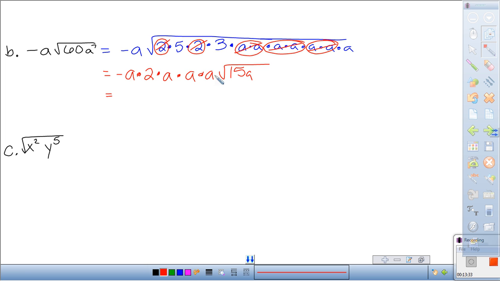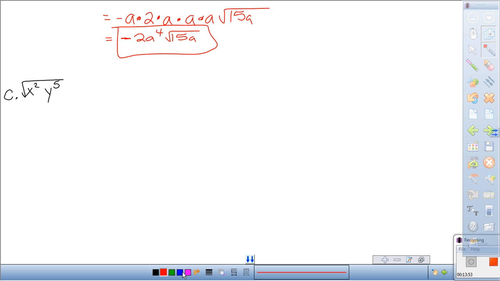And we can simplify all this out here. Negative a times 2 times a times a times a. I have a negative times a bunch of positives, so it's going to be negative 2, 1, 2, 3, 4, a to the 4th times the square root of 15a.